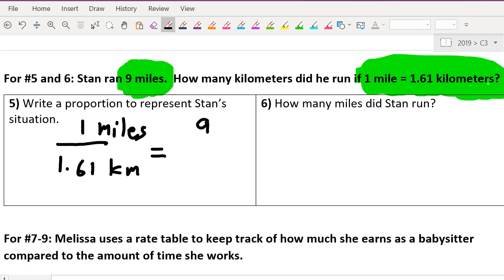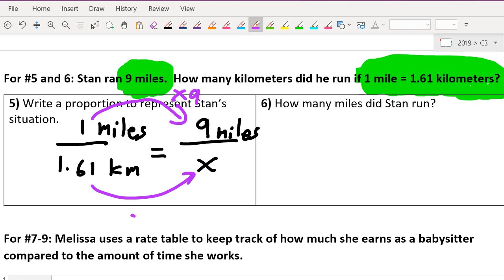9 has to be on top, so 9 miles over our question mark. So that's the proportion. Now we need to solve it. We can do our easy method. We don't have to cross multiply. We just go times 9 again. See, our easy method. Why not?